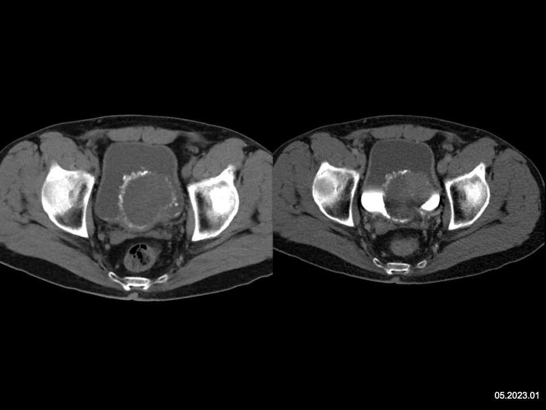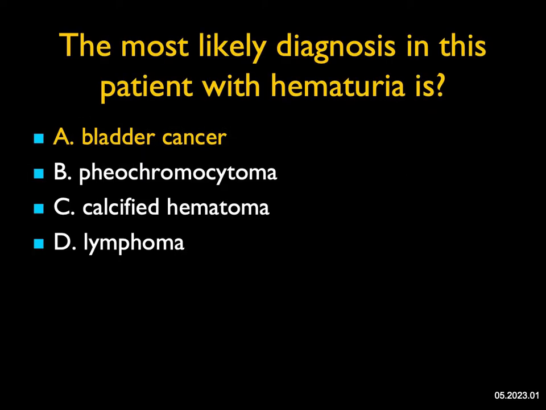What about bladder cancer? Bladder cancer can calcify, but usually bladder cancer is more solid. It does enhance a bit. This is low density, but still the most common solid mass, 5 cm in the bladder, is bladder cancer, and this indeed was a bladder cancer, a little atypical in appearance.